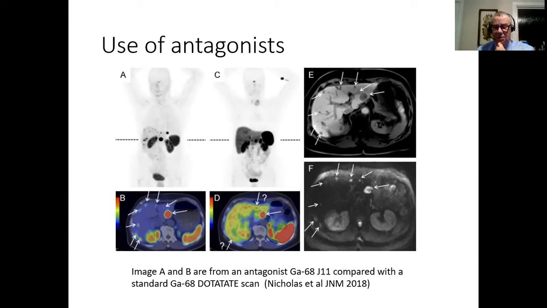So this is some work that was done a couple of years back, looking at antagonists, and this one is called J11. The one thing you can see about the antagonists, and that's in panel A and B, compared to DOTATATE, which is C and D, is you have less physiological uptake. So you can see smaller liver lesions much more easily. And they're showing here how it compares much better with the MR.